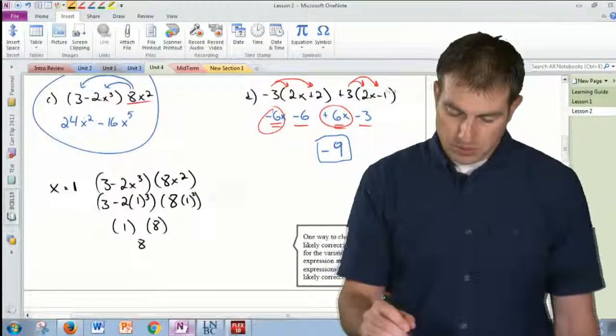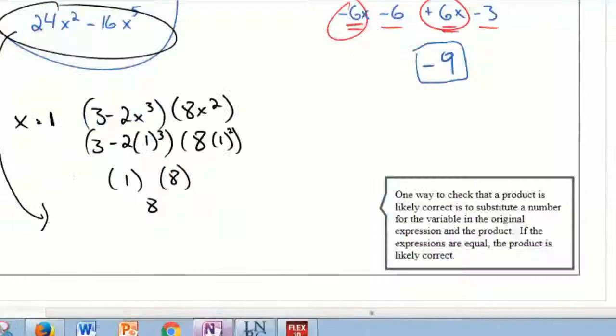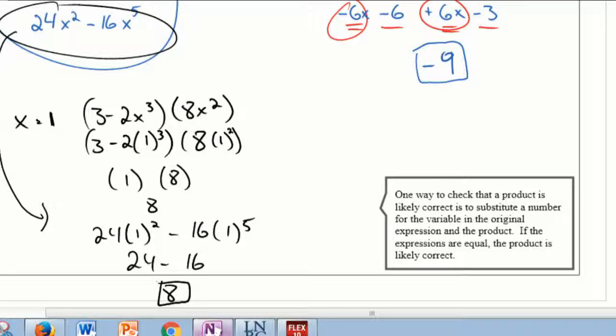What about if I substituted into what I thought was the answer? So I'm going to check my answer now. I'm going to go 24 times 1 squared minus 16 times 1 to the power of 5. Well, that's just going to be 24 minus 16, and 24 minus 16 is 8. So in both cases, I end up with number 8.